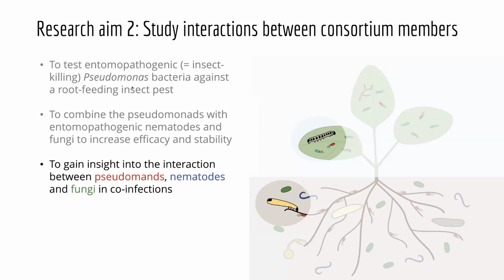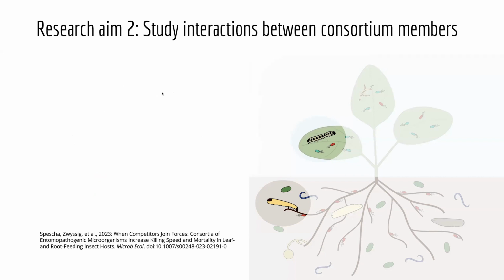The second aim of my thesis was to have a better insight into how the Pseudomonas, nematodes, and fungi interact when they infect the same insect. So we did laboratory assays with 2 insect pests: the large cabbage white that is feeding on the leaves of cabbage plants, and the banded cucumber beetle that is feeding on the roots, especially of maize plants.